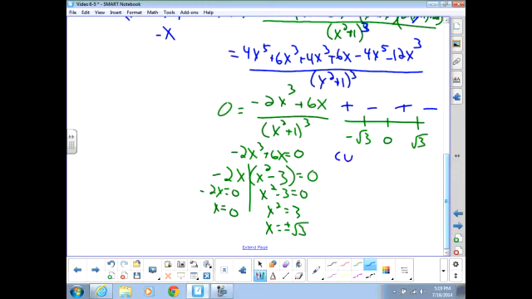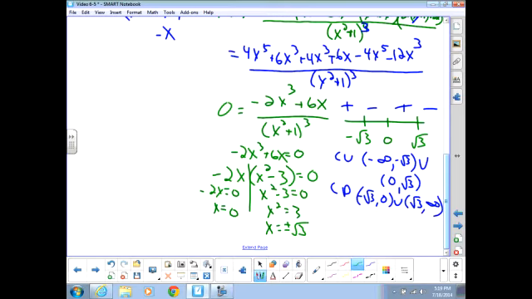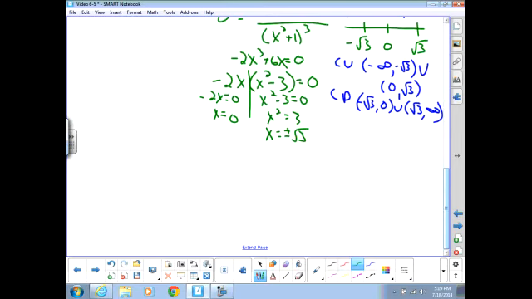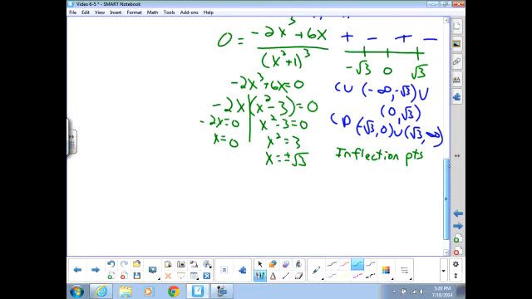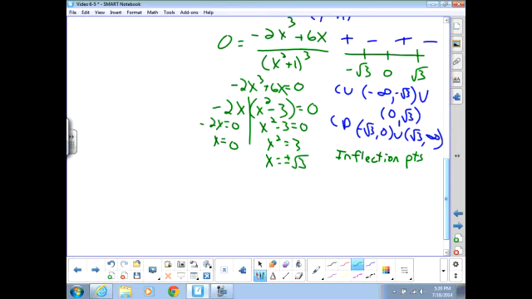Therefore, we are concave up from negative infinity to negative square root of 3, the union of that with 0 to square root of 3. And we are concave down from square root of 3 to 0, the union of that with negative square root of 3 to 0, the union of that with square root of 3 to infinity. Our inflection points: we change from positive to negative and negative to positive at each of them.